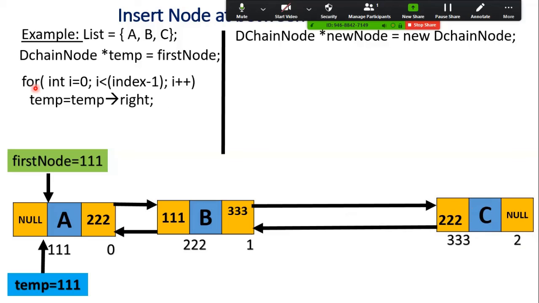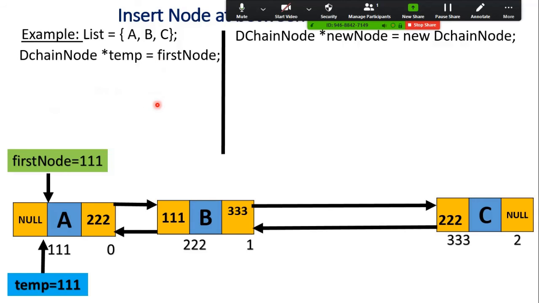So what we do: i equals 0, i less than index minus 1. Here I take index as 2. Whatever node you insert in this chain, the index should be 2. In A the index is 0, B index is 1. If I insert the new node, the index should be 2. But here the index of C node is 2. In place of C, I have to keep the D node. I hope you're clear. So i equals 0, i less than index minus 1, which is 2 minus 1, that is 1. Yes, i is less than 1.